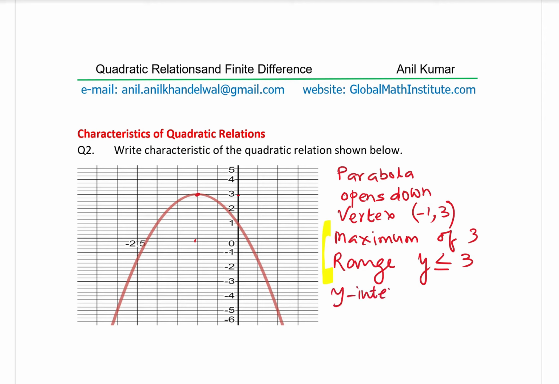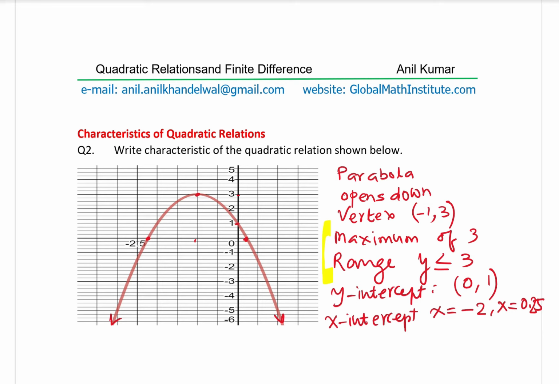The y-intercept in this case is 1. So you could also write this as a coordinate point (0, 1). The x-intercepts, we have two x-intercepts which are shown there. So the x-intercepts are at x equals minus 2 and x equals, now this is half of 0.5, which is 0.25. So these are the characteristics which you can provide for the given parabola.